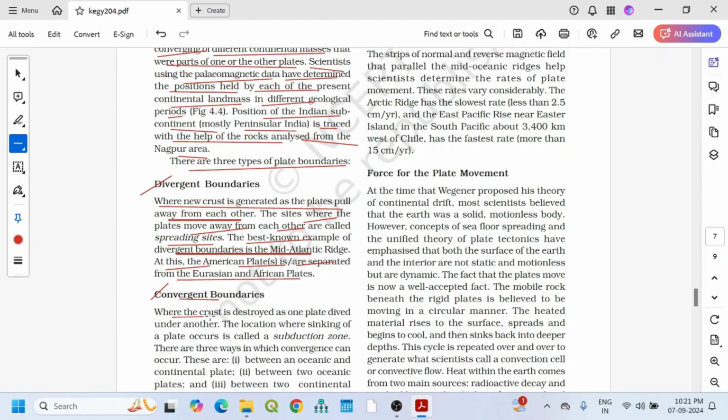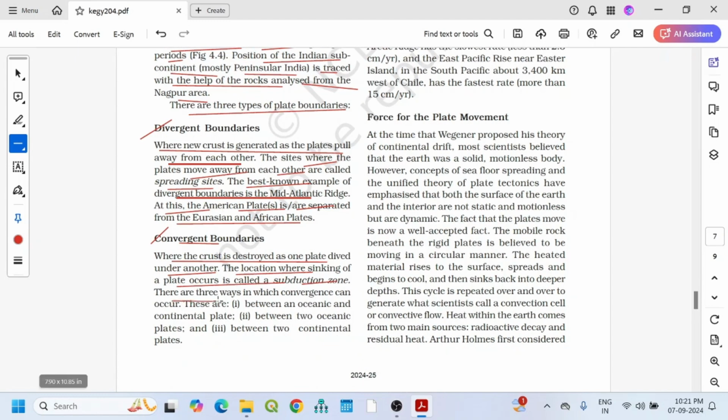Convergent boundaries are where the crust is destroyed as one plate dives under another. The location where sinking of the plate occurs is called a subduction zone. There are three ways in which convergence can occur. These are between an oceanic and continental plate, between two oceanic plates, and between two continental plates.